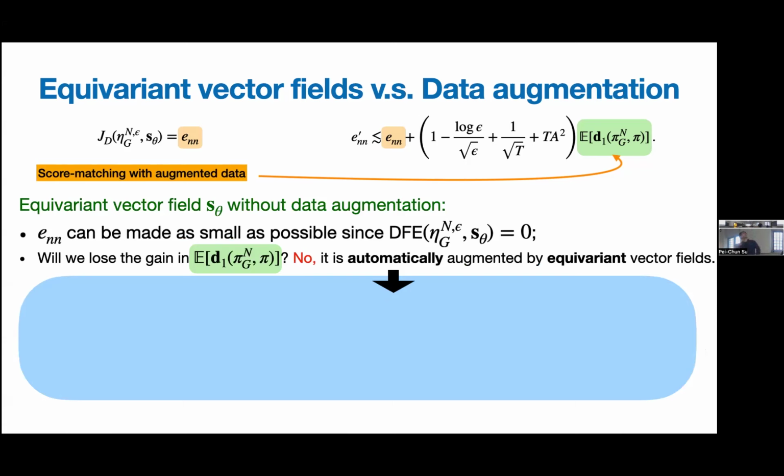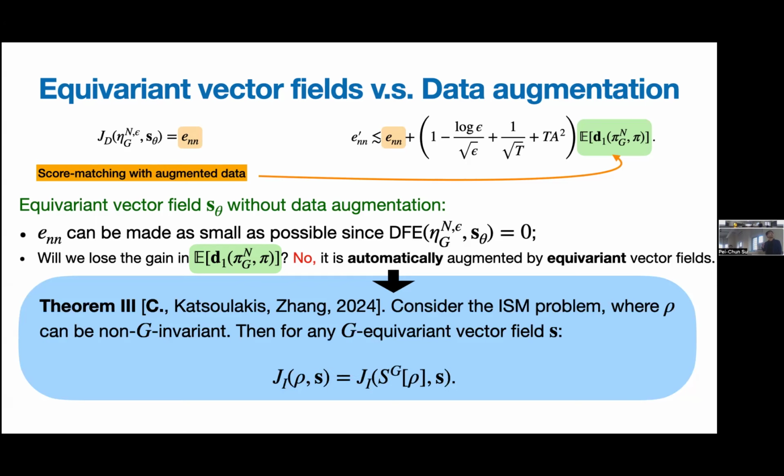We use equivariant vector fields as S_theta, but we do not perform data augmentation anymore. Okay, so E_NN can be made as small as possible because in this case, D_FE is always equal to 0, right? Because we will use equivariant vector fields. And we want to ask, will we lose the gain in green by this data augmentation part of the sample complexity? So the answer is no, we still have it because it's automatically augmented by these equivariant vector fields without doing any manual data augmentation. So this is explained in the following result.